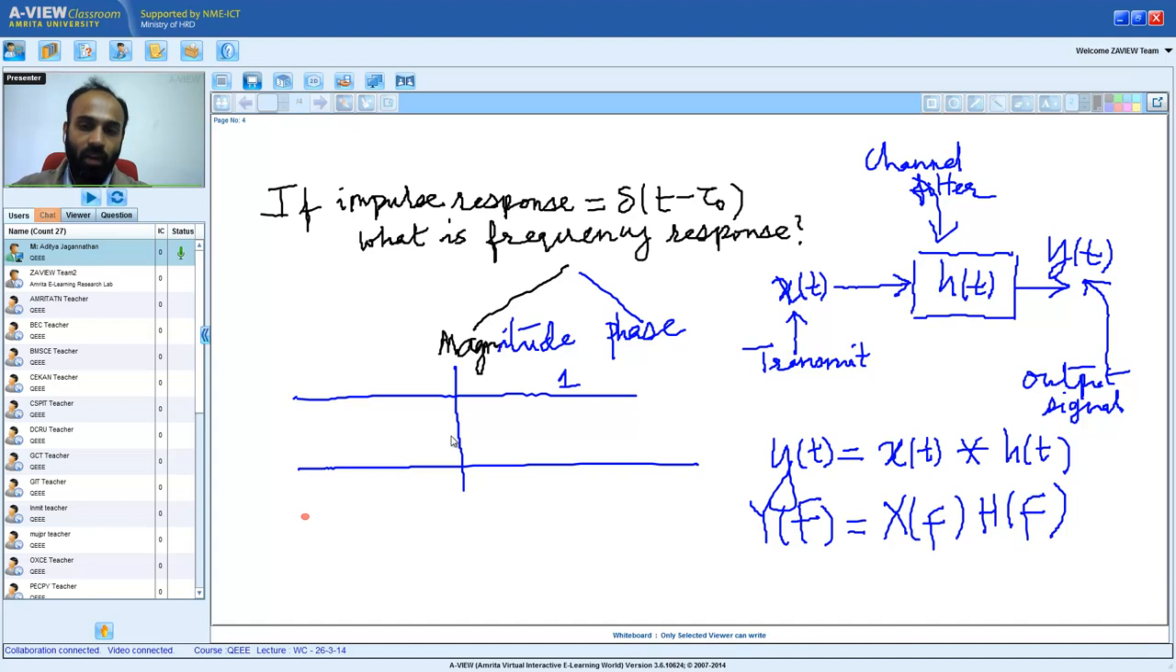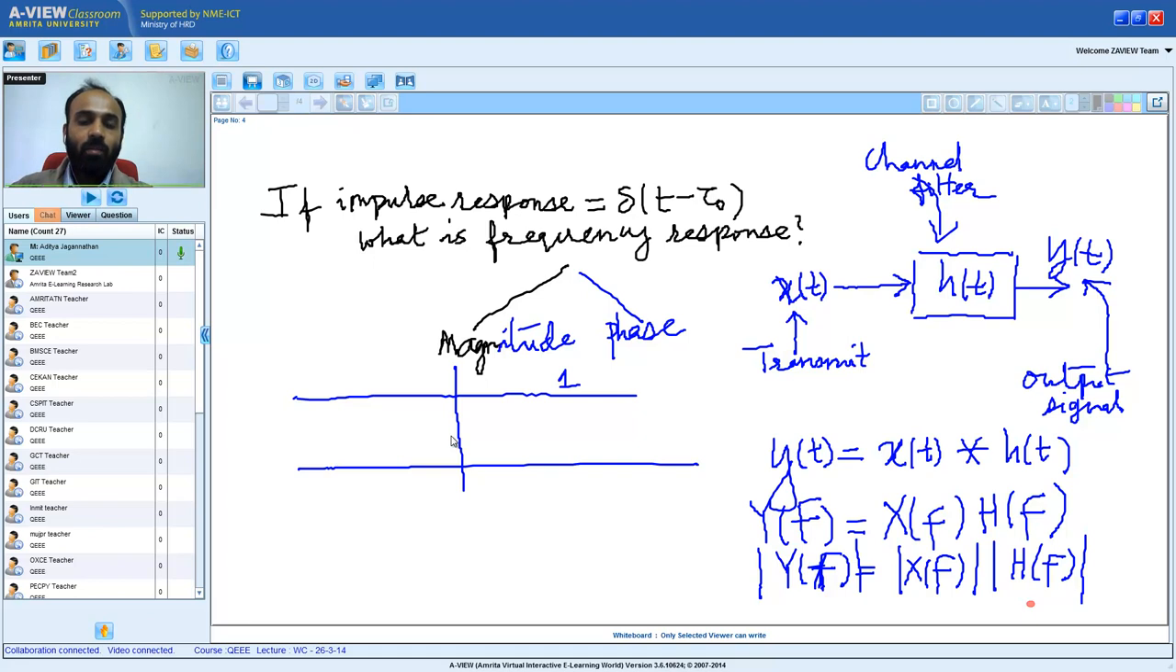That's what we are saying. If H(f) is equal to 1, that is, h(t) equal to delta(t), then what is the relation between Y(f) and X(f)? Y(f) is equal to X(f). Also in the frequency domain, I can write this as the magnitude of Y(f) equals the magnitude of X(f) times the magnitude of H(f).